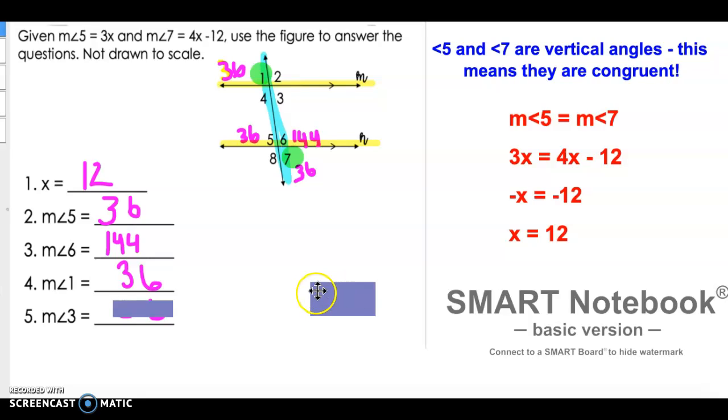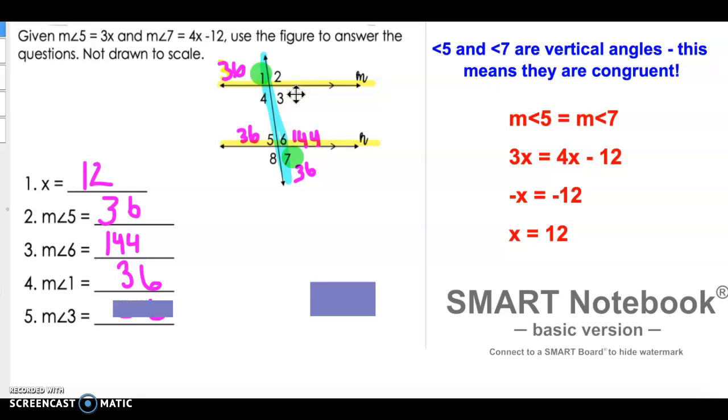And lastly, we need to find the measure of angle 3. Well, if we look, there's a couple of different ways we can find that. The first way is that we can say angle 3 and angle 7 are corresponding angles, and corresponding angles are congruent when you have parallel lines cut by a transversal. So that would tell us that angle 3 is 36 degrees.